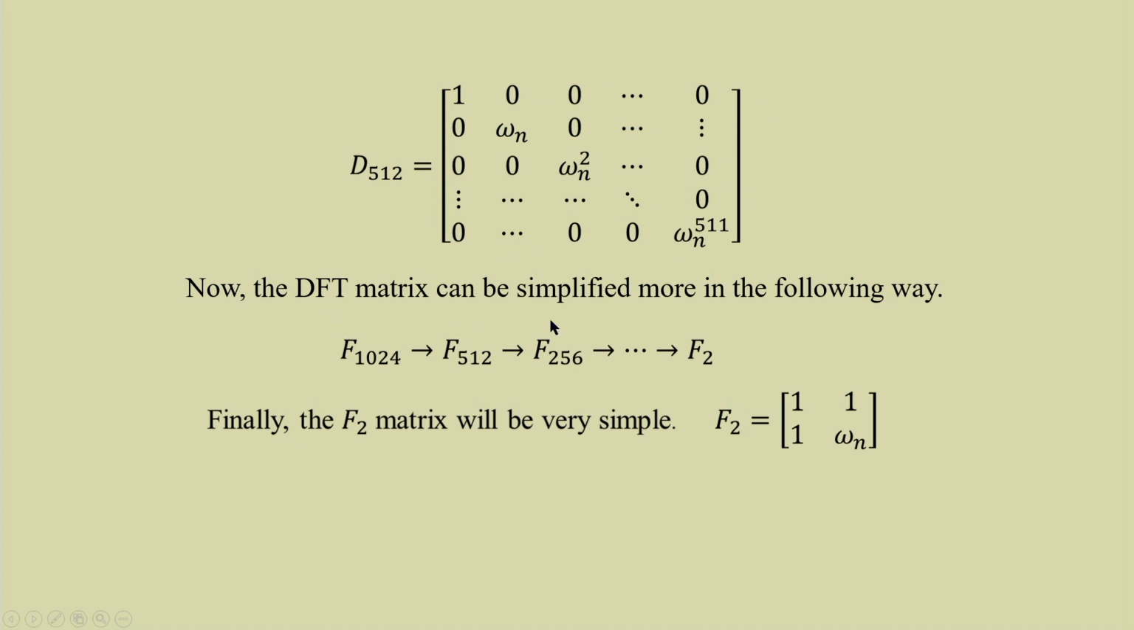So, now this DFT matrix 512 is further reduced; it will be divided by 2, so 256, then it can be further divided by 2, and so that way we can go on reducing 1024 to 512 to 256, and finally we can reduce to 2. Finally this will be the thing. So, this is 1, 1, 1, omega n. In that form we can write, and we can calculate the FFT of the system.